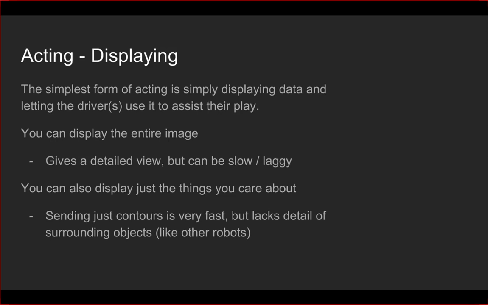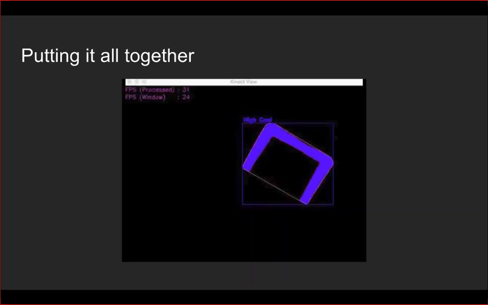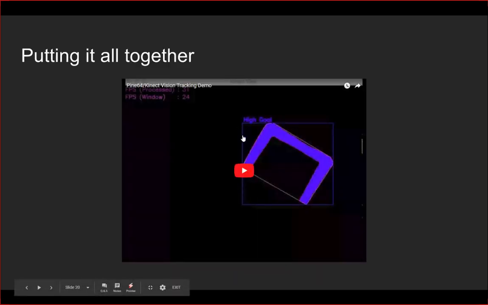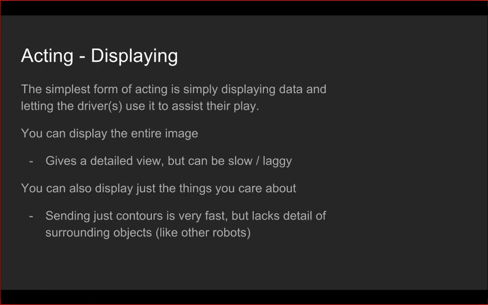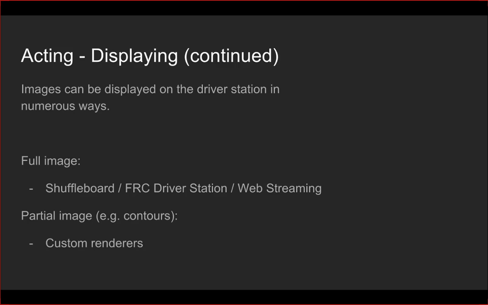In my case, I don't even send the contours, I just send this bounding box around the target, since that's typically enough, and how many degrees off of the target we are. You can display these on the driver station in numerous ways when it comes to software.